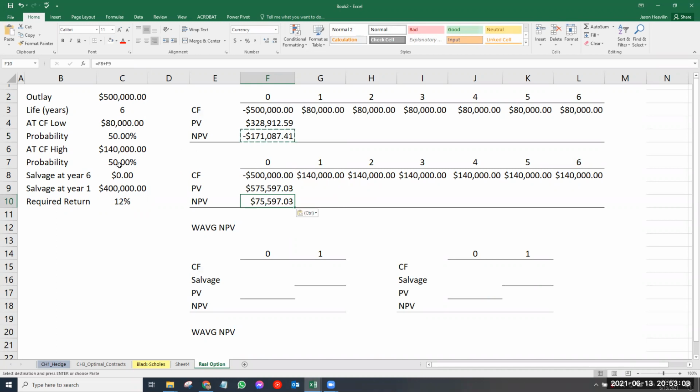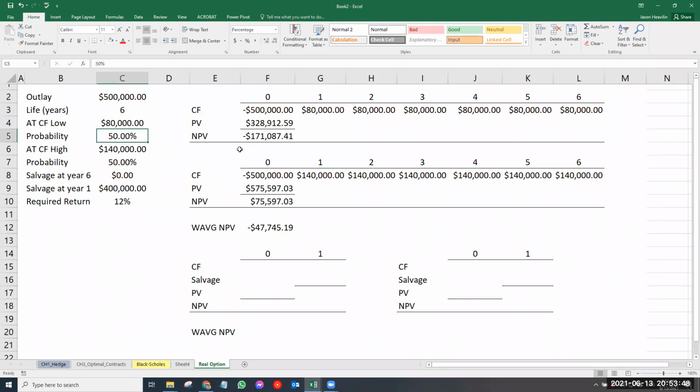So we have one scenario, with a 50% chance, that gives us a positive NPV, and another scenario with a 50% chance of a negative NPV. So we can do a weighted average NPV, which is the 50% probability of the low one happening times this NPV, plus a 50% probability of the high cash flow happening times that NPV. We still have a negative weighted average NPV. If we were to stop here, the idea would be to reject the project, because overall the average is still negative.